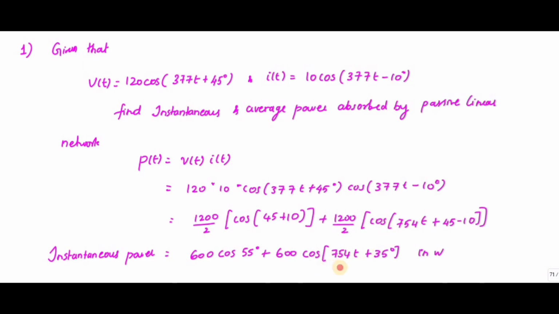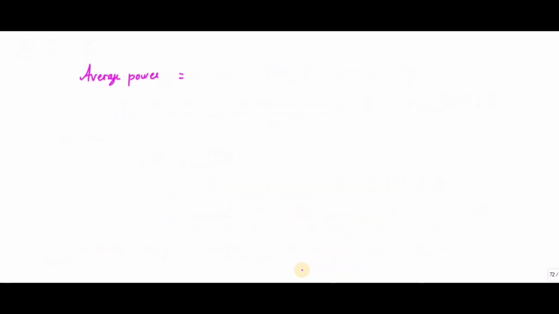So to find the value of average power, we have already found 600 cos 55 degrees, right? Then you know that the second part goes to zero, right? So the answer of this one, use a calculator, and you will get 344.2 watts. So next we will go for another problem.